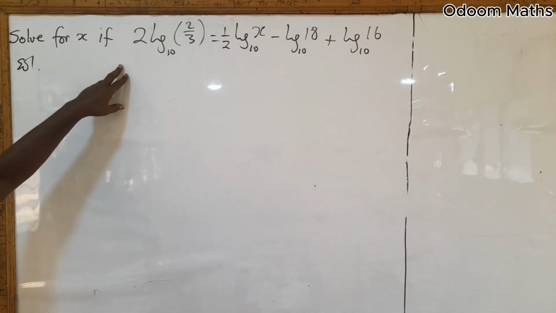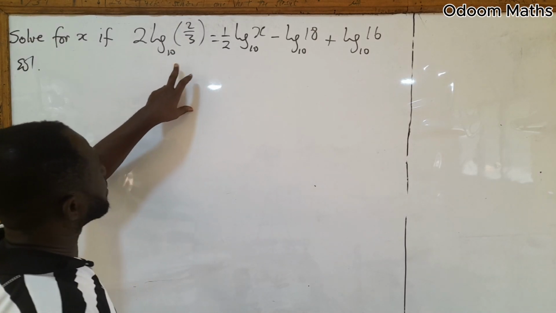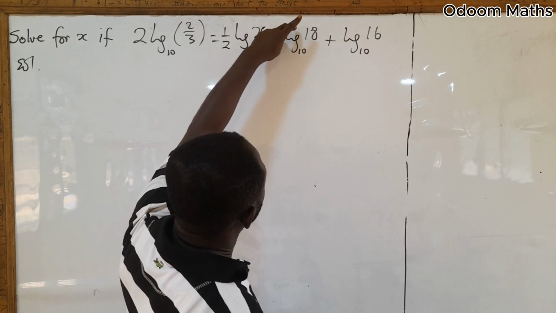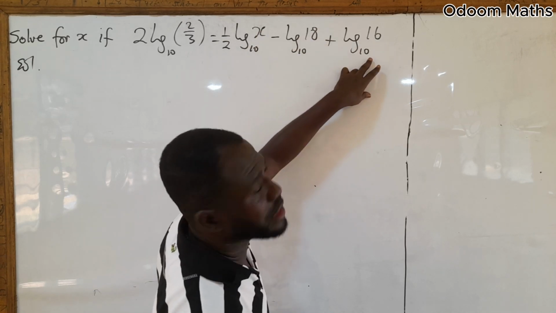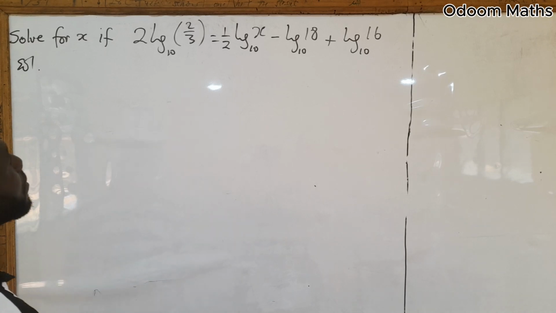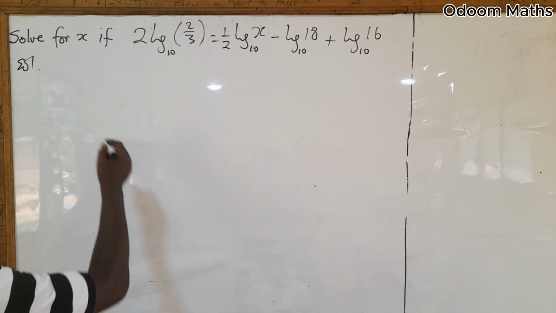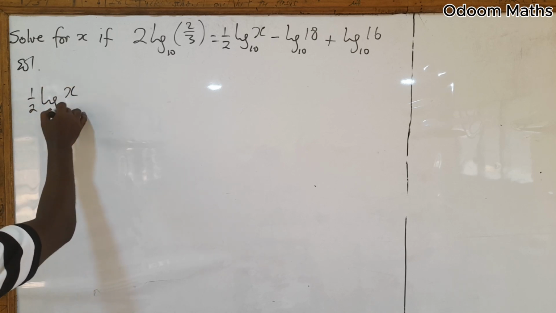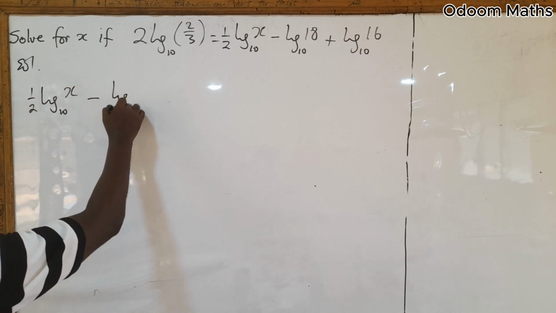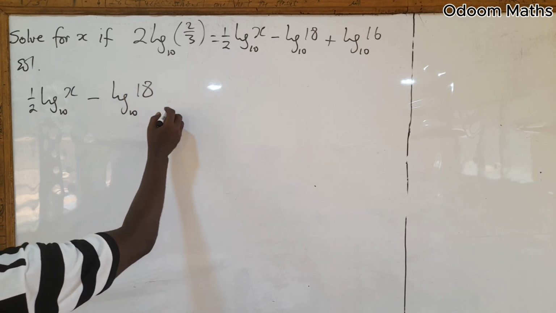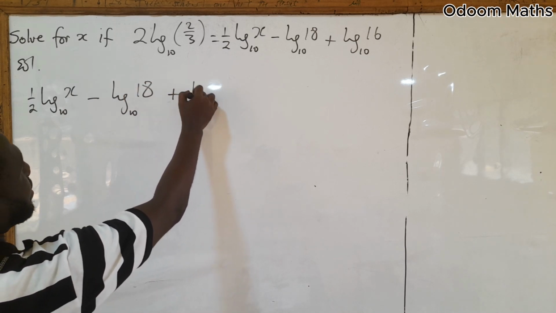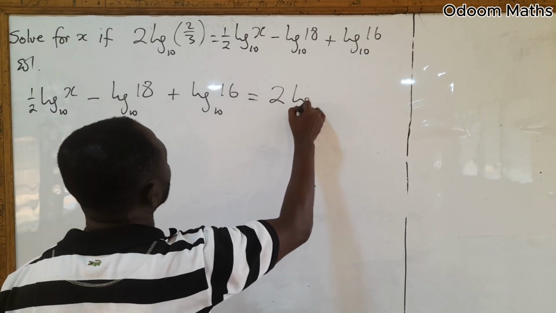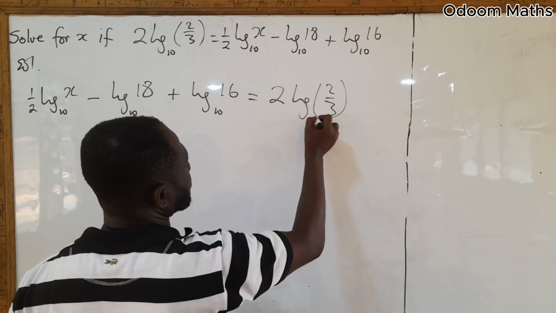So solve for x if 2 log 2 over 3 base 10 equals half log x base 10 minus log 18 base 10 plus log 16 base 10. Okay, so let me rewrite it here. That is half log x base 10 minus log 18 base 10 plus log 16 base 10 is equal to 2 log 2 over 3 base 10.